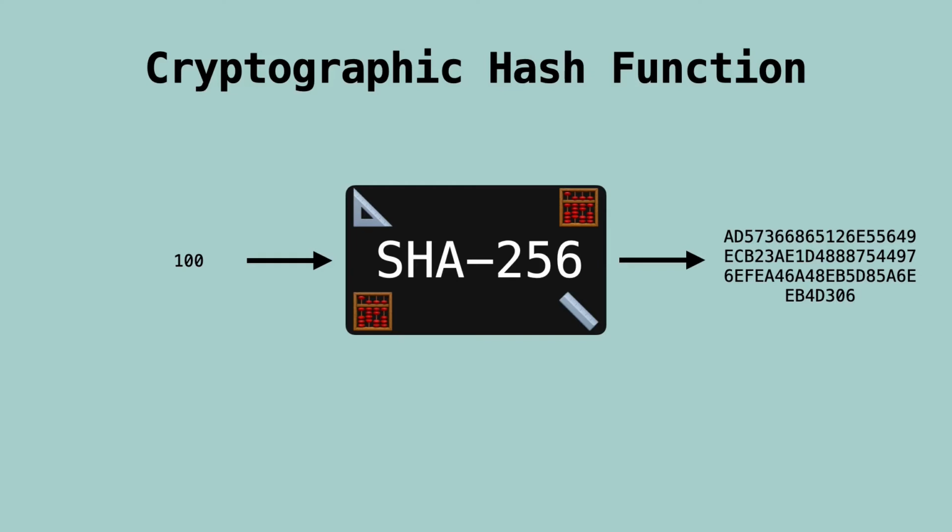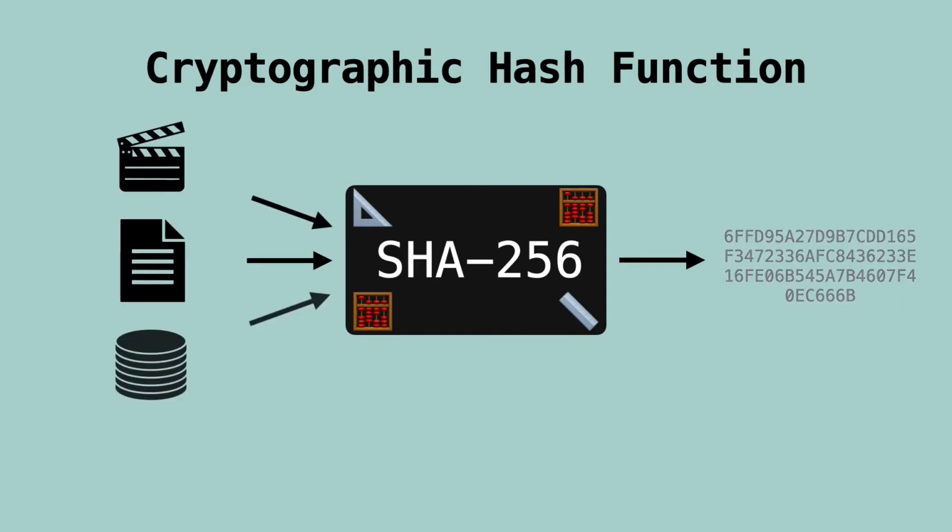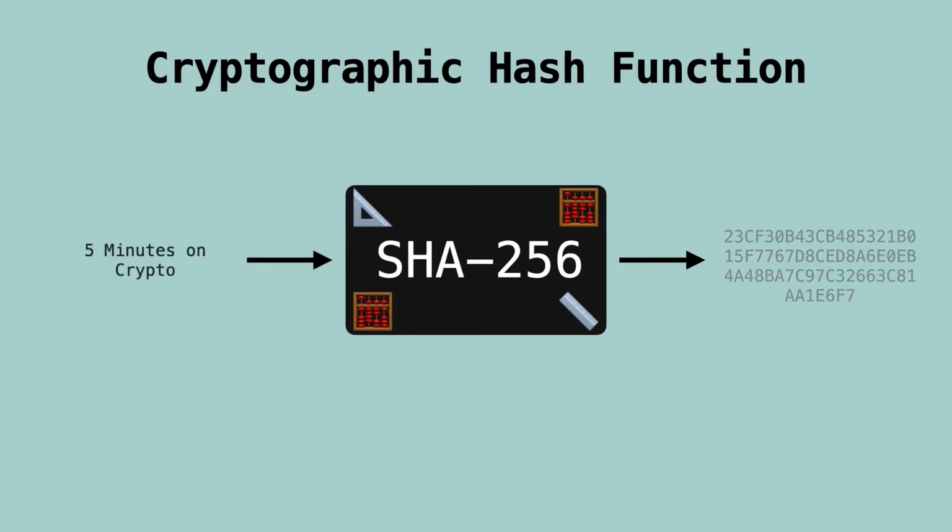And instead of just using numbers as inputs, we can basically feed anything into this function. Documents, videos, or anything else you can store on a computer. The output is always 64 characters long. For now, let's consider a little text snippet, 5 minutes on crypto. As you can see, the output changes entirely, but we've also used an entirely different input, right?